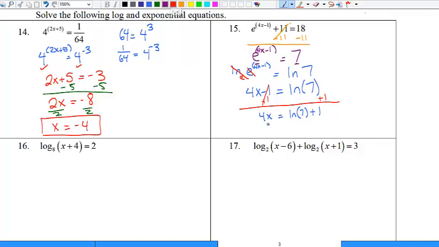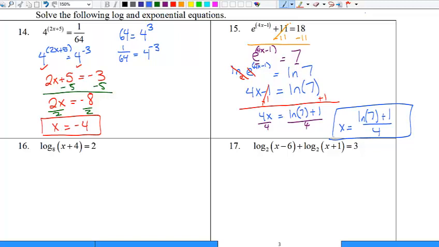And then the last step would be to divide both sides by 4. So my answer is x equals (ln 7 plus 1) over 4. Please do not add the 7 and the 1 to get 8. Okay, that's just not going to work. Again, you don't have to check that one.